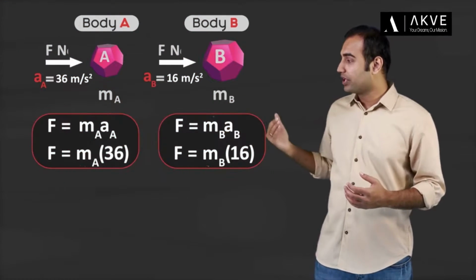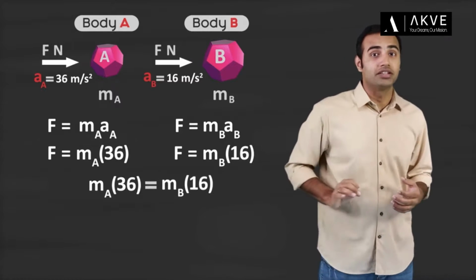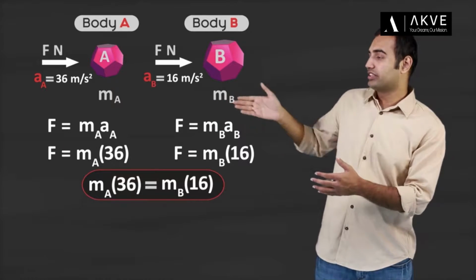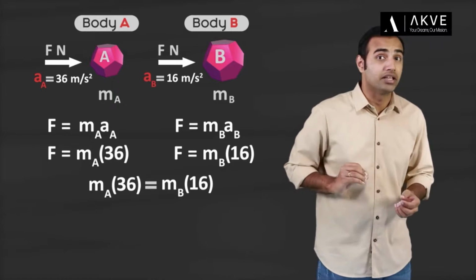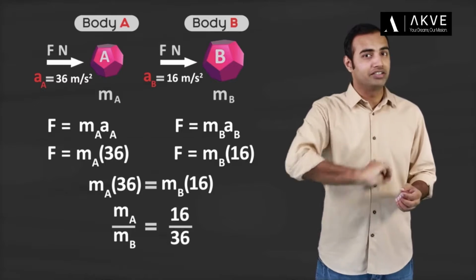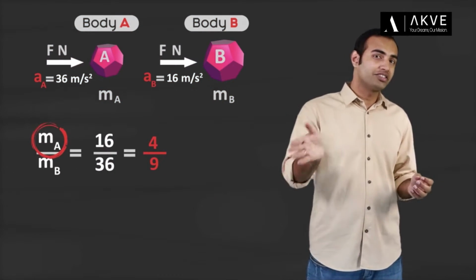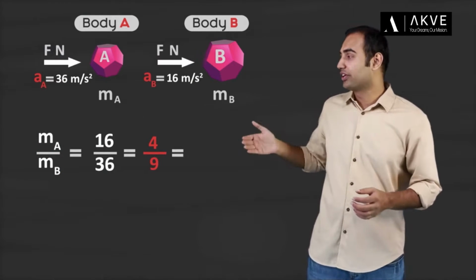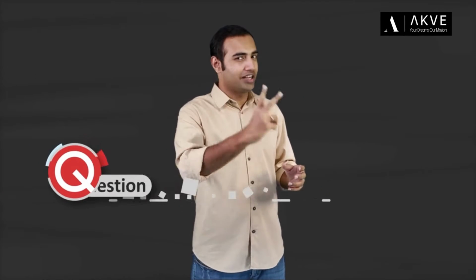Now, looking at these two equations, we can directly write MA times 36 is equal to MB times 16, because both these values are equal to force F. Now once I have got this expression, all I have to do is rearrange it and get the value of MA by MB. So once I do that, I get MA by MB is equal to 16 divided by 36, which is nothing but 4 divided by 9. So the ratio of mass of body A with respect to mass of body B is nothing but 4:9. That's our answer. Great. Let's move on to the second problem now.